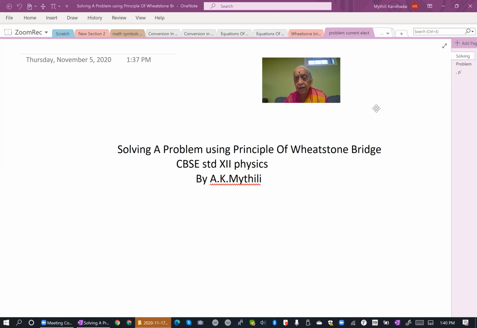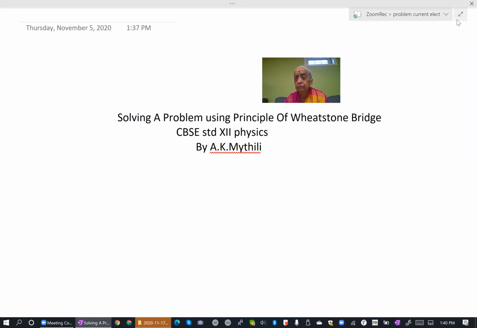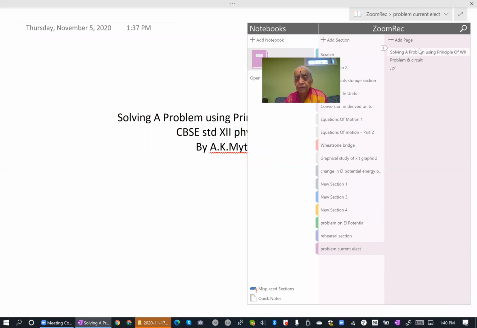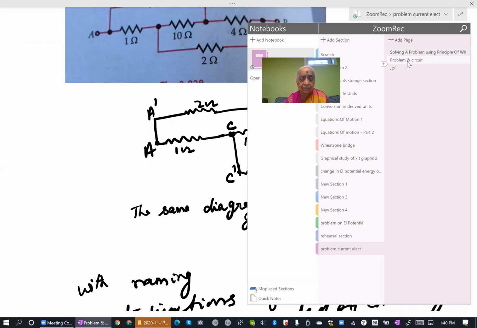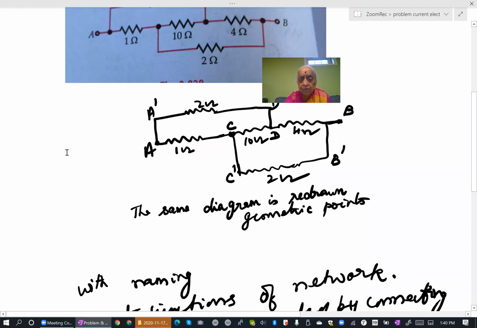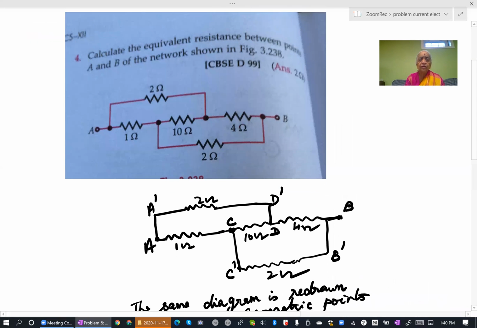Now I'm discussing the problem on this. This is the problem. So you see the circuit. Calculate the equivalent resistance between the points A and B of the network. Only those two points are marked, namely the two extreme points: A is the left end and B is the right end. In between, you have a complex diagram, but it is not shown as a Wheatstone's bridge or a diamond network. But you can easily recast it into a diamond structure as I'm going to explain.